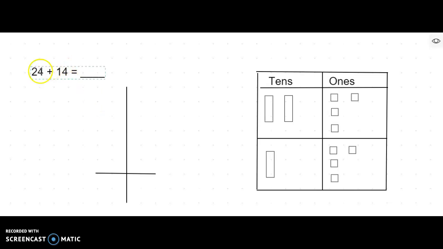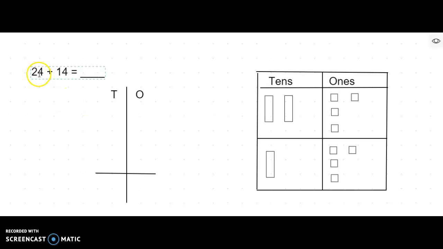If we add the problem from left to right, it's hard for us to keep track of our tens and ones. But if I set it up vertically, I'm going to make sure not to confuse my tens and ones. I'm going to have one side just for my tens and one side just for my ones. That way I'll line them up to add my ones together and my tens together. So let's line up 24 and 14 vertically.